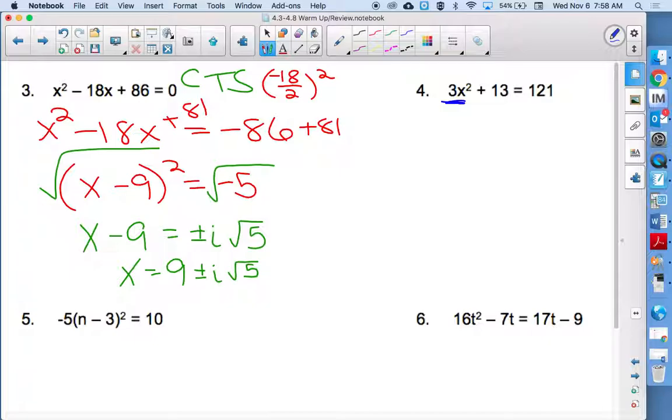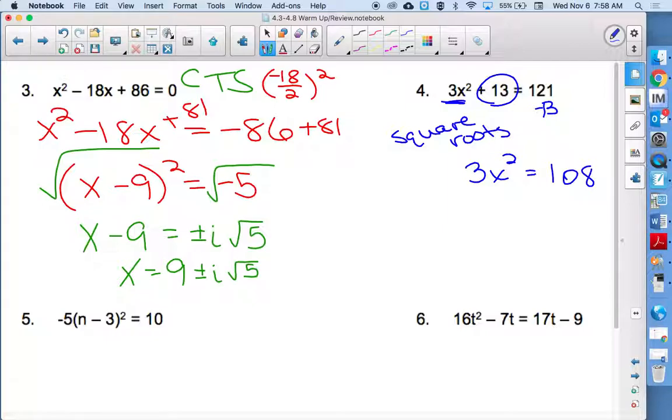So instead of taking the 121 to the other side, we're going to use square roots. And we're just going to get the x by itself. So, Nick, you would take the 13 to the other side. What is 121 minus 13? 108. And then what would you do to get x by itself? Divide by 3. Can you take 108 divided by 3? 36.